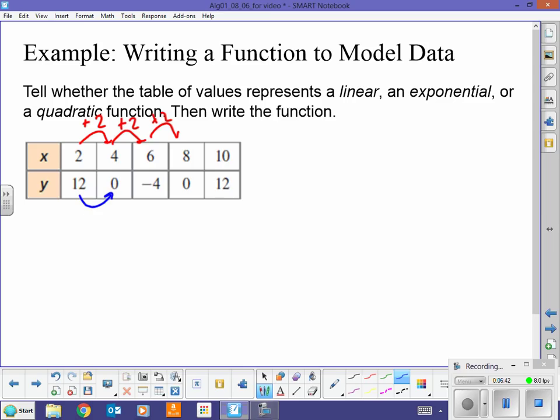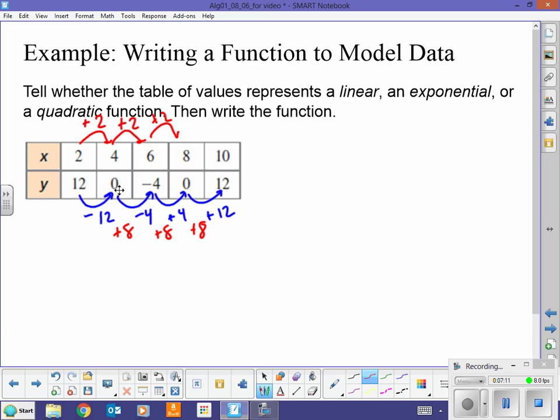This is negative 12, then negative 4, then plus 4, then plus 12. But my second difference here is plus 8. Right? So this is quadratic.